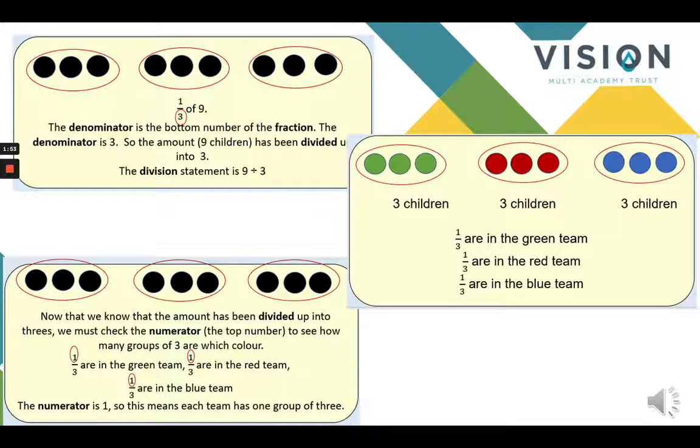We must reinforce the vocabulary regularly. For example, here we are showing the children that the denominator is 3, so the 9 circles need to be grouped in 3s. Therefore, the question is 9 divided by 3. Now we look at the numerator to decide how many groups of 3 are which colour. We can see the numerator is 1, so this means each team has 1 group of 3.